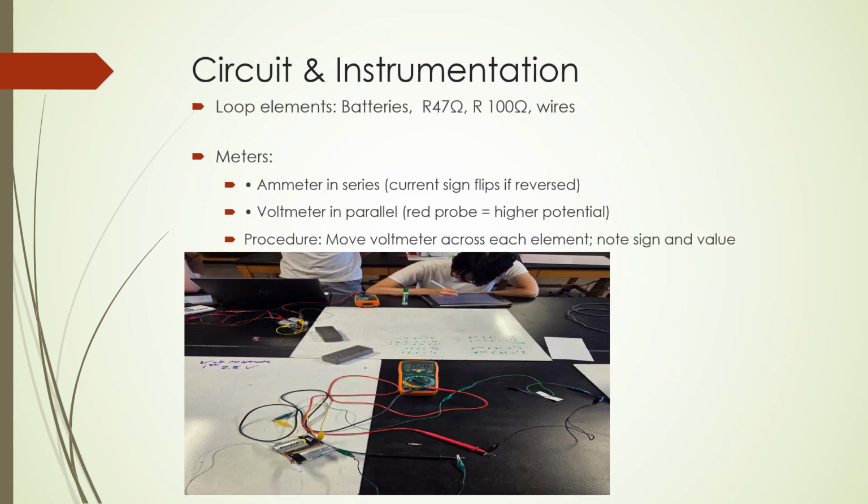Circuit and instrumentation. So we used a battery, 47 ohm resistor and 100 ohm resistor, and then wires of course. And then we used the meters, ammeter in series and voltmeter in parallel. And the procedure was we moved the voltmeter across each element, noting the sign and value.